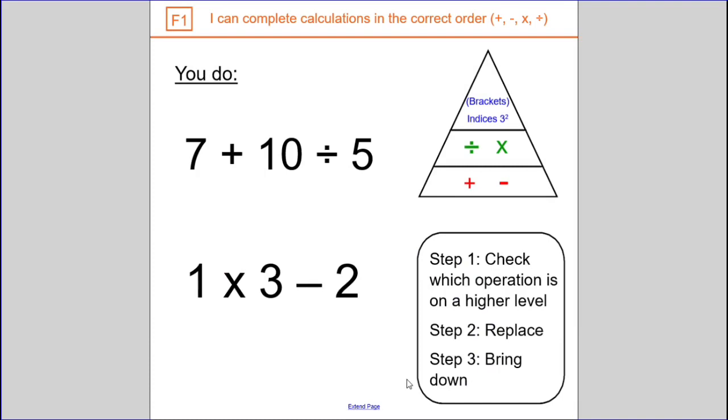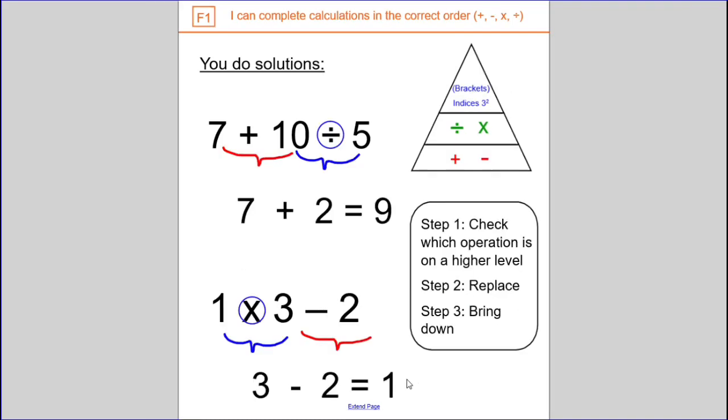Here's 2 questions for you to now try. Pause the video here. Here's the solutions. Make sure that you self-assess your work.